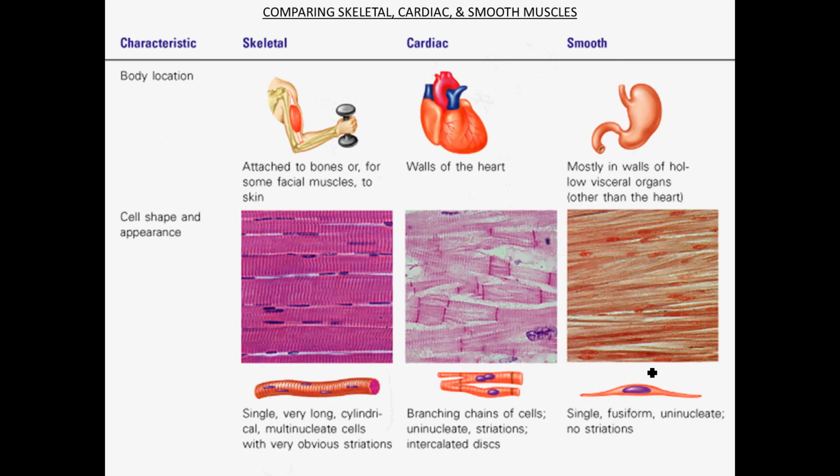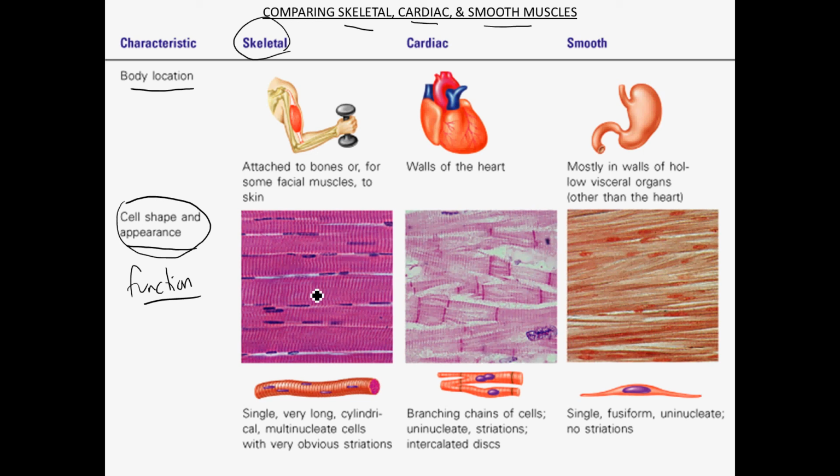So comparing the 3 different tissues, 3 different muscle types. First we have skeletal, and then cardiac, and smooth muscle. So the majority of the chapter is going to focus here on skeletal muscles, and we see where they are located, obviously. So you can read through this table here, but we're going to look at body location and then the cell shape and appearance. So we spend a lot of time looking, of course, here at the cell shape and the appearance, because this is where most of the function is going to take place, right, at the cellular level.